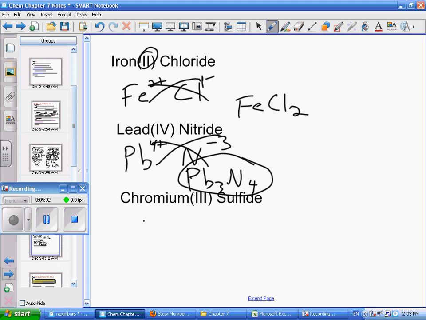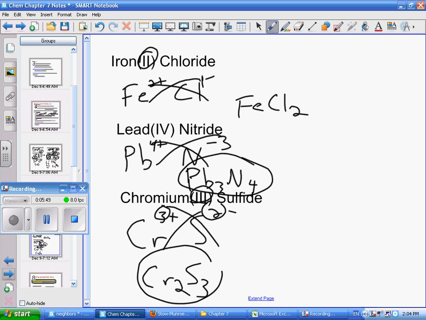Chromium 3 sulfide, the charge on chromium 3 is 3 plus. Notice it always matches. Sulfide, 2 minus. Put the 2 here, put the 3 down here. You end up with Cr2S3. Done.